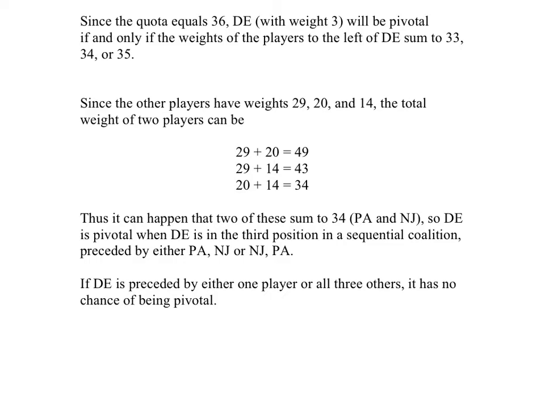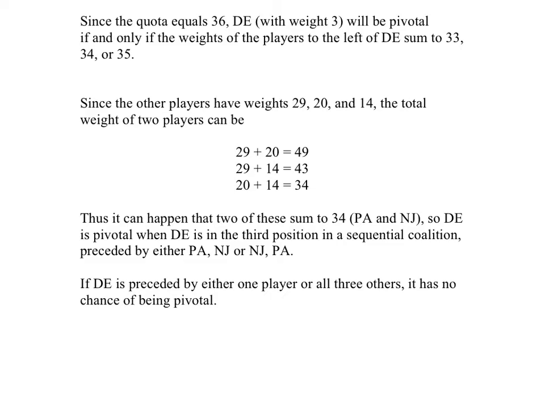So it can happen that the players to the left of Delaware have just the right number of votes to make Delaware pivotal. Note also that if Delaware were to be preceded by just one player, in other words, if Delaware appeared in the second spot in the sequence, then there's no player that added to Delaware's 3 votes would give us enough votes to achieve 36.